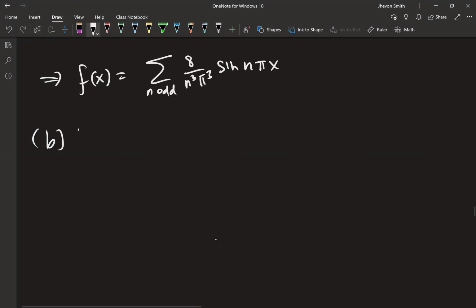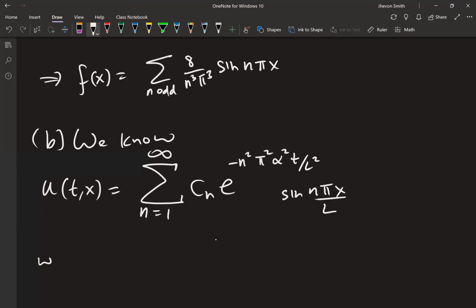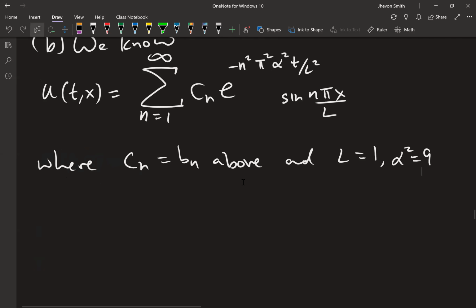So here we can just say we know u of x and t, they said tx here, but xt is the same thing, is equal to the series n goes from 1 to infinity of Cn e to the minus n squared pi squared alpha squared t over L squared sine of n pi x over L, where our Cn equals Bn above, and L equals 1, alpha squared equals 9. And I literally go now and plug those in.